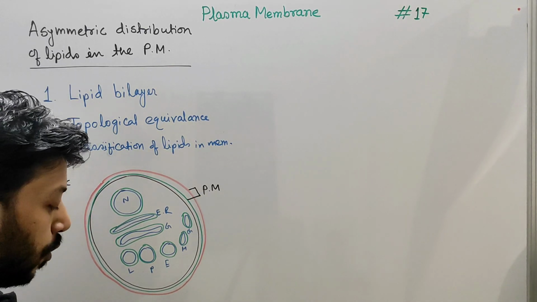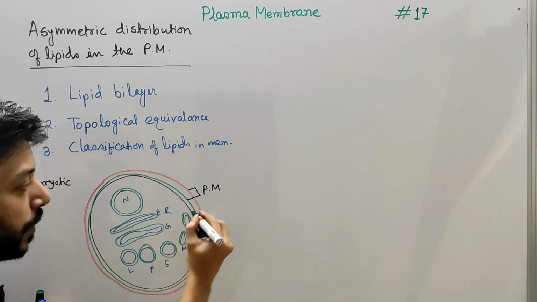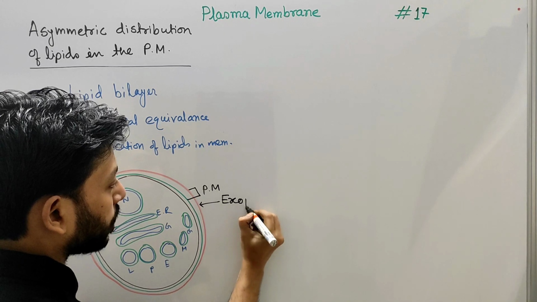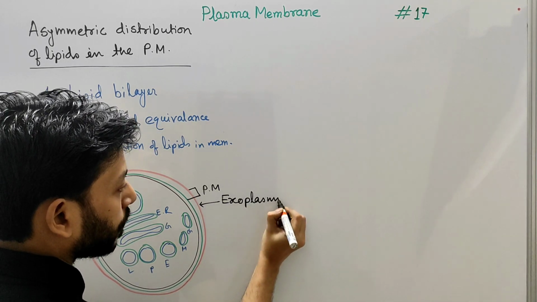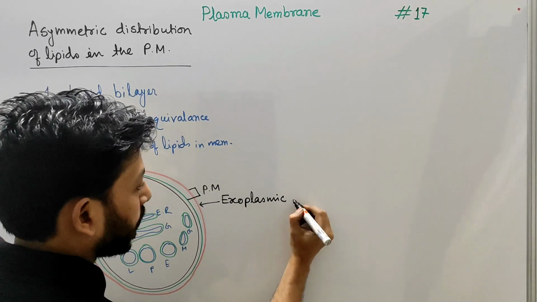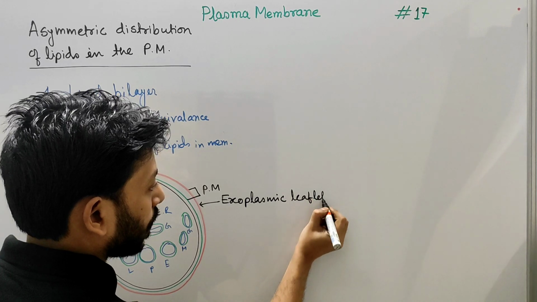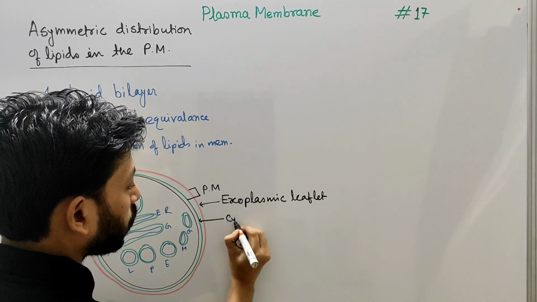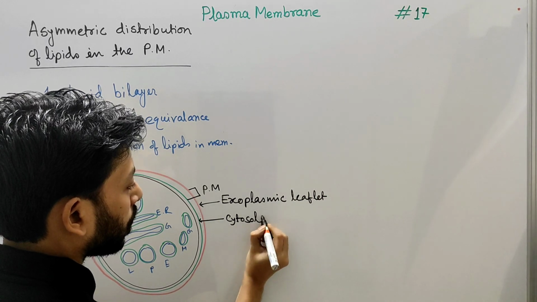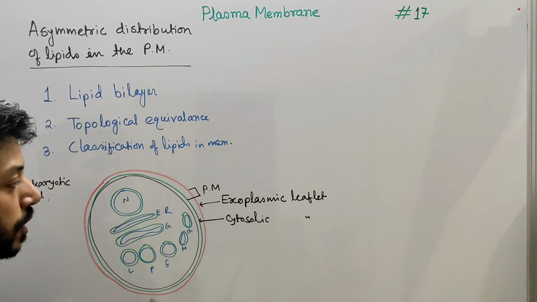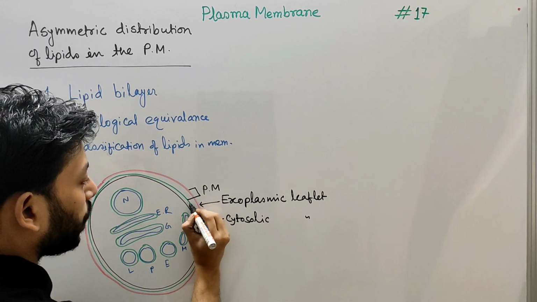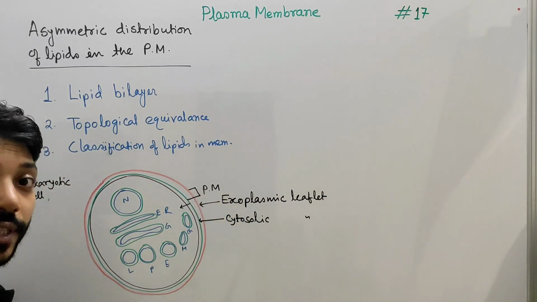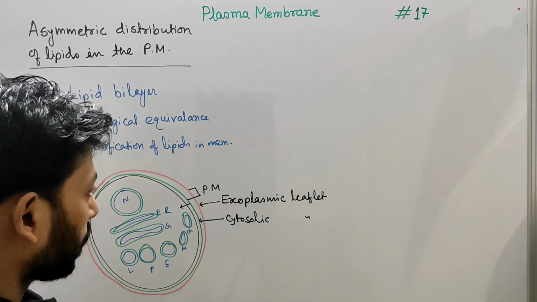Now, in the case of the plasma membrane, the red or outer layer of the membrane is called the exoplasmic leaflet. Exo means outer. And this inner layer is called the cytosolic leaflet. Why is it called the cytosolic leaflet? Because this green layer of the lipid faces the cytosol, and the outer layer is called exo, meaning outer.